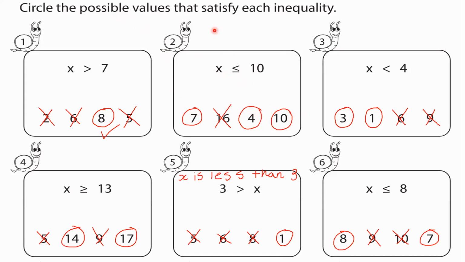Why do we still include 10? Because it says less than or equal to. Okay. So it could be equal to 10 or less than 10. You understand that, Kema? Yes, sir. Good.